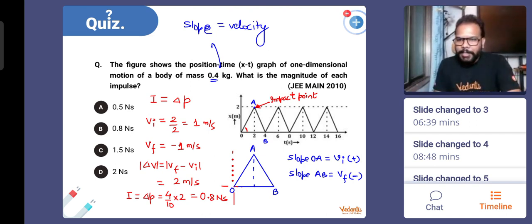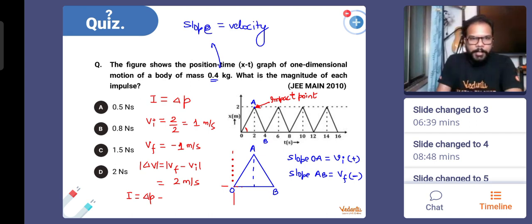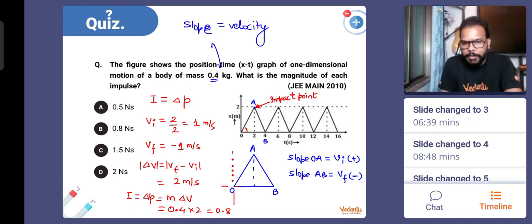Okay. So explain the last step of the last question. Change in momentum is mass into change in velocity. Mass of the body is 0.4 kg. Change in velocity is 2. So this comes out to be 0.8 Newton second.